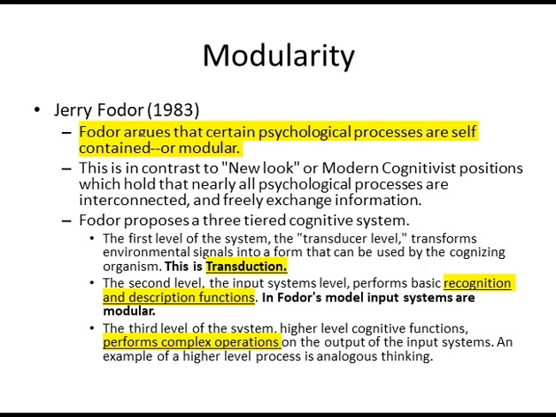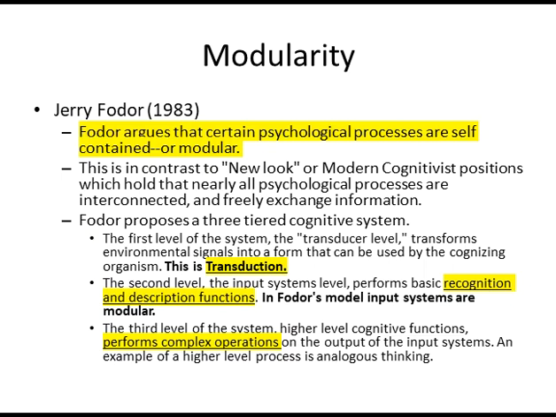Jerry Fodor, 1983. Fodor argues that certain psychological processes are self-contained, or modular. This is in contrast to the new look of modern cognitivist positions, which hold that nearly all psychological processes are interconnected and freely exchange information. So modularity is suggesting that no, at some levels they don't exchange information. They are encapsulated, they're blocked off, unlike the commonly held belief that they're all connected and exchange information freely.